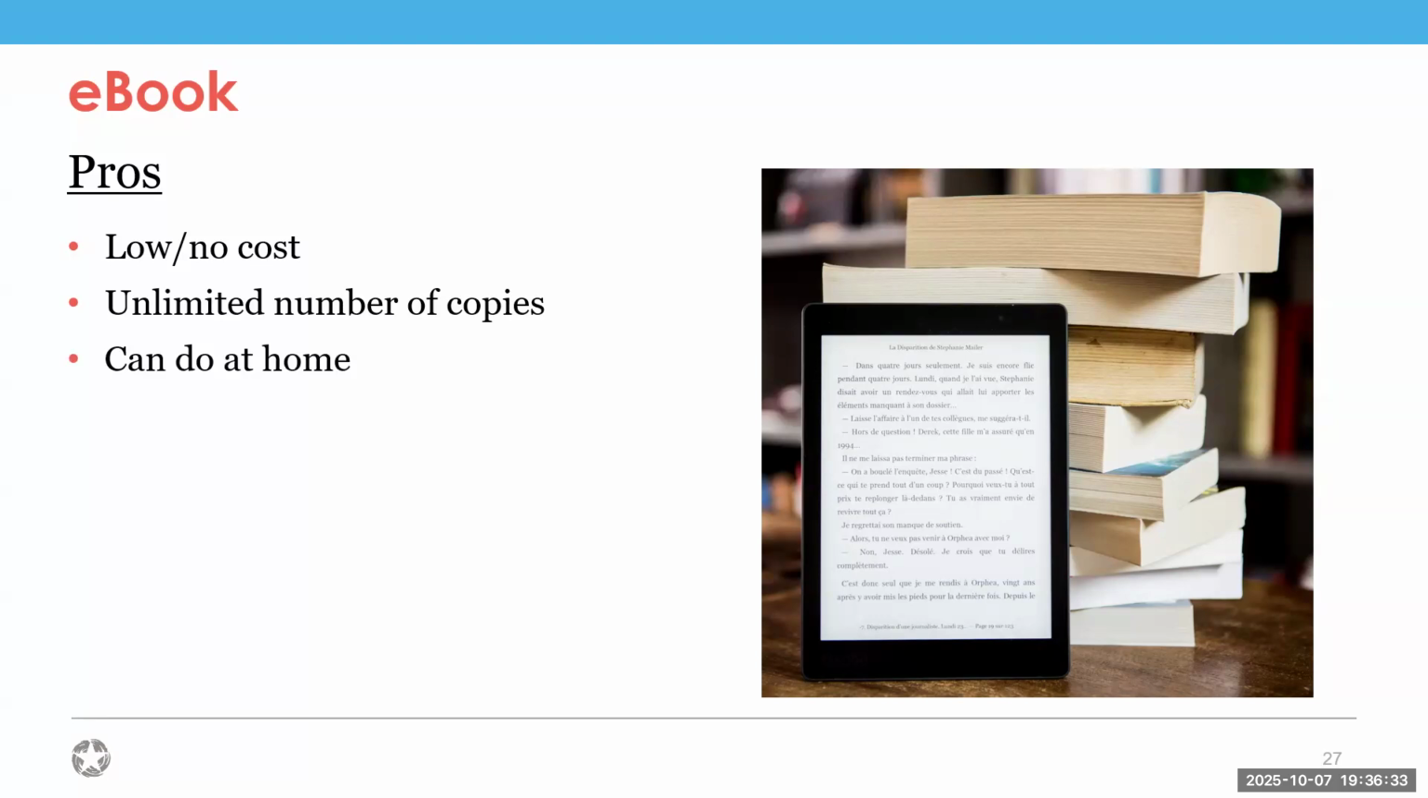You can do it at home if you have a computer. And then if you wanted to sell it online through Amazon or other places like that, you can do that as well.